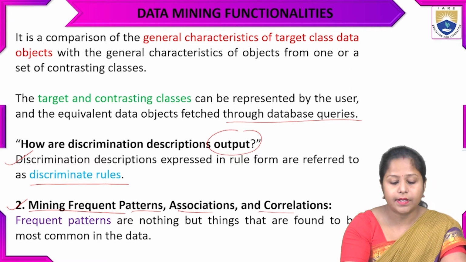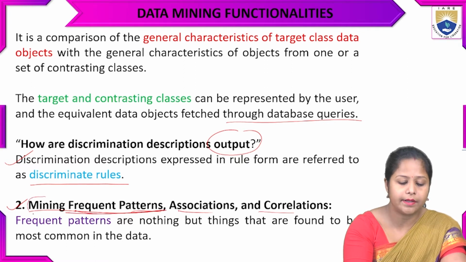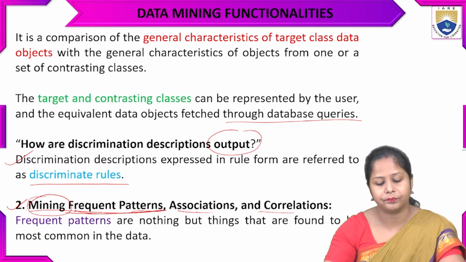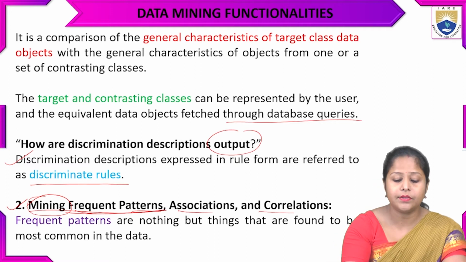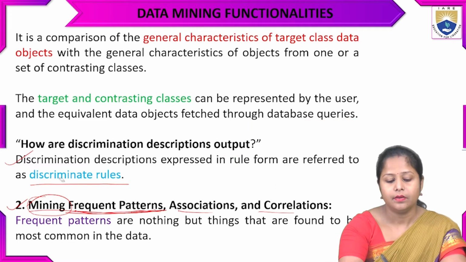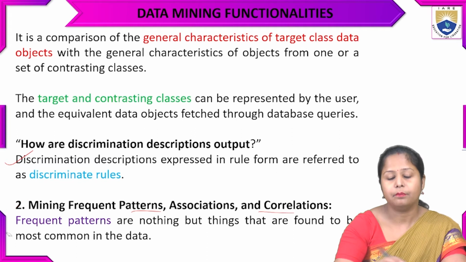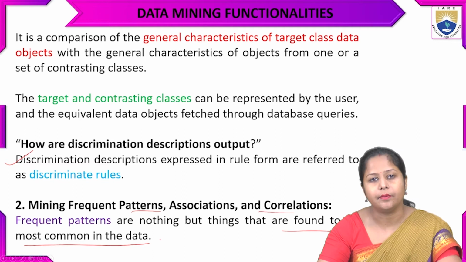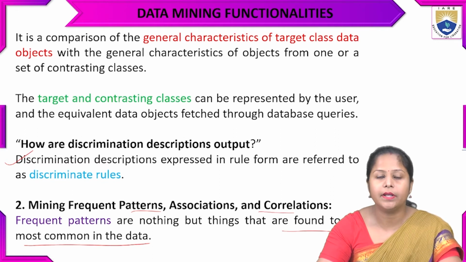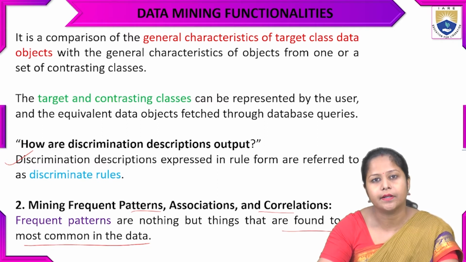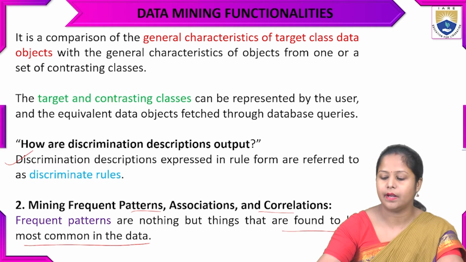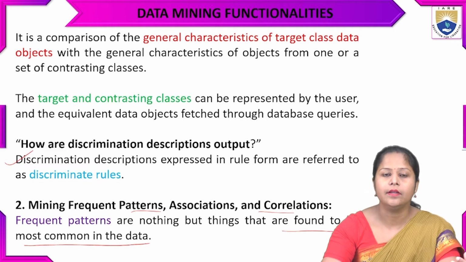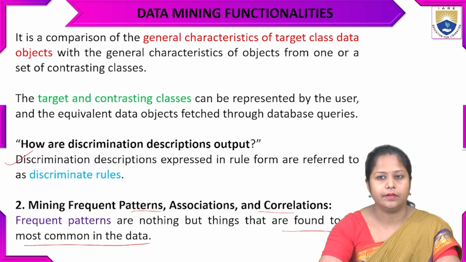The second functionality is mining frequent patterns, associations, and correlations. By mining, we understand that we have to mine the data and fetch different patterns. But what are frequent patterns here? Frequent patterns are nothing but things that are found to be the most common in the data. What data is available in the database, the most common features, we have to extract. Those are the frequent patterns, occurring frequently.